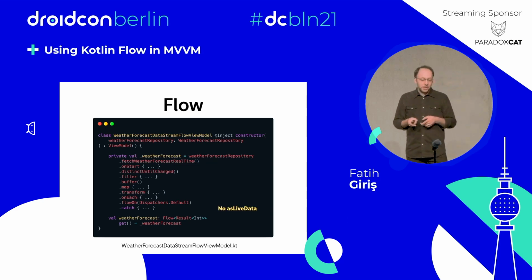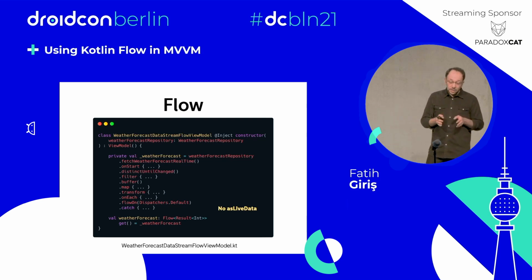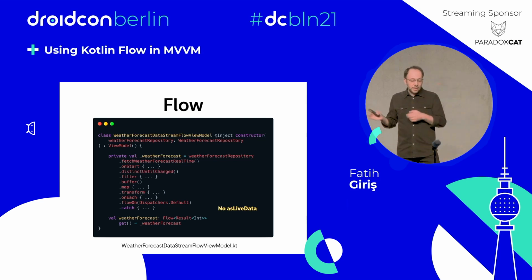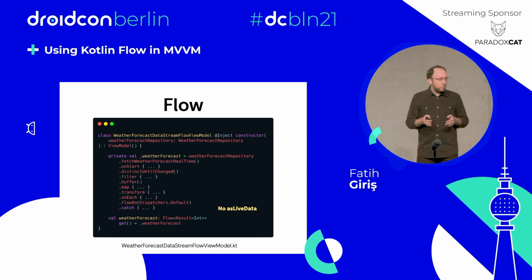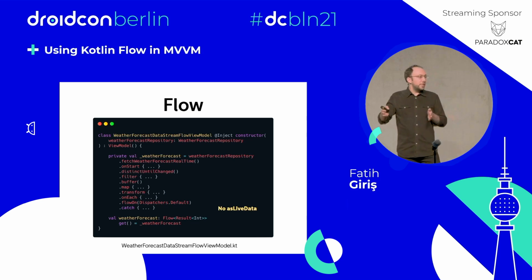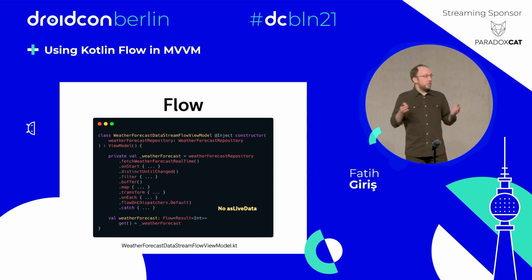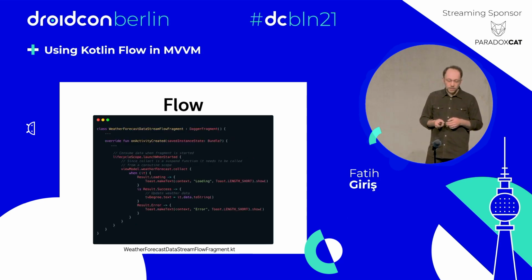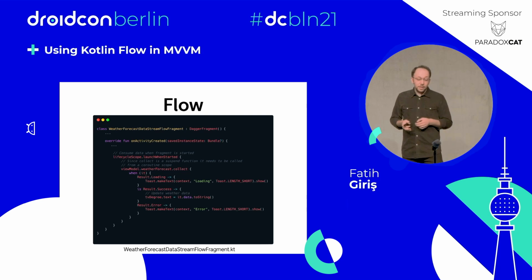So now we don't have the asLiveData extension. Instead of using the asLiveData extension, we're just removing that, and now we have only Flow in the view model. But the cool thing is, with LiveData we were observing in the view layer, right? Now how are we going to observe, or in Flow terms, collect in the view layer? Let's go and see how we can actually collect the Flow.